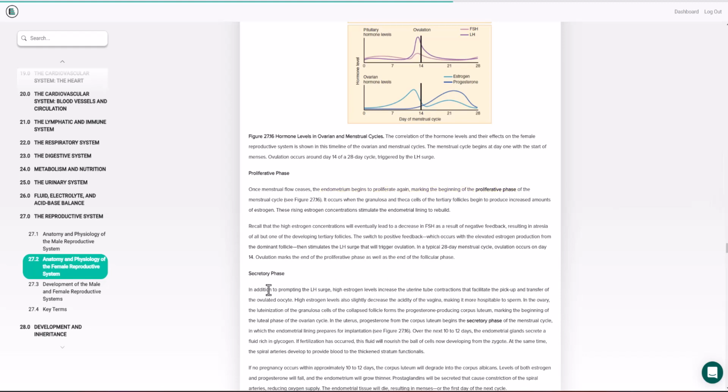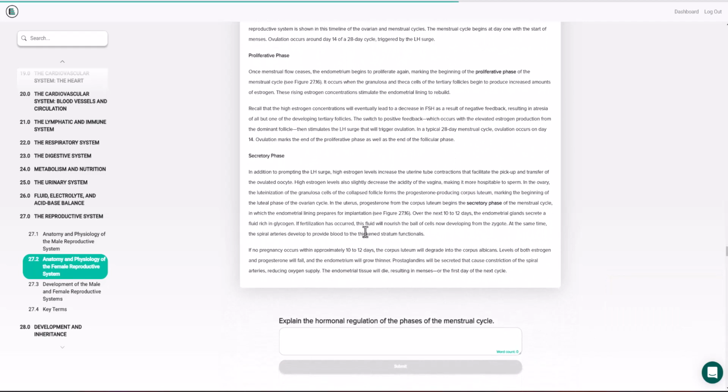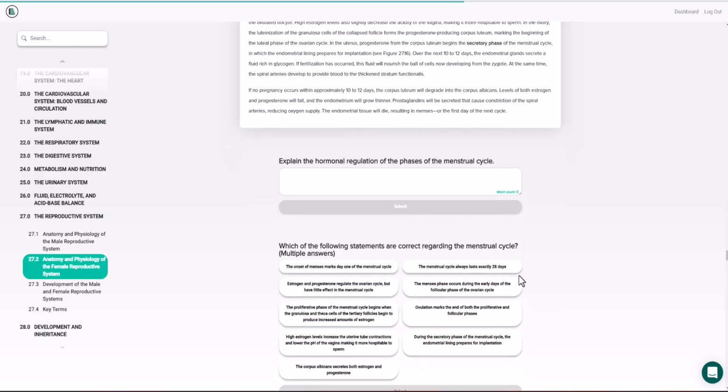And then the secretory phase is that time when the uterus is waiting for the possibility of having an embryo implant, and that is based upon the corpus luteum that's making all that progesterone, telling the uterus to not slough off and be prepared for implantation. Again, if no pregnancy occurs during the lifespan of the corpus luteum, it will degrade to the corpus albicans, hormone levels drop off, and the menstrual cycle will once again begin.